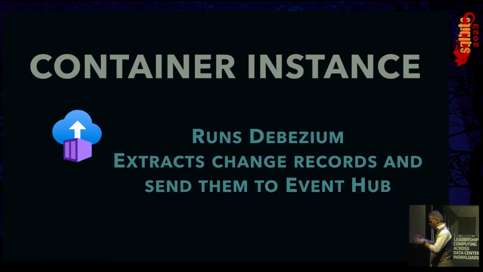Then we have a container instance. This is the secret sauce, if you will. It is a container instance that runs Debezium. Debezium is the software that takes care of all these things for you. This one extracts the changed records. It does some things to it, depending on how you've configured the whole thing, and then it just boots it downstream. You can boot it into just about anything you can think of. I am going to toss it into Event Hub, because Event Hub is in turn going to give me a number of interesting features.